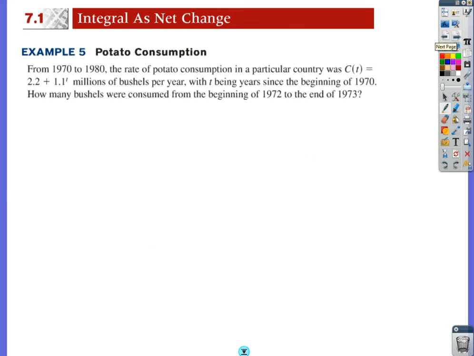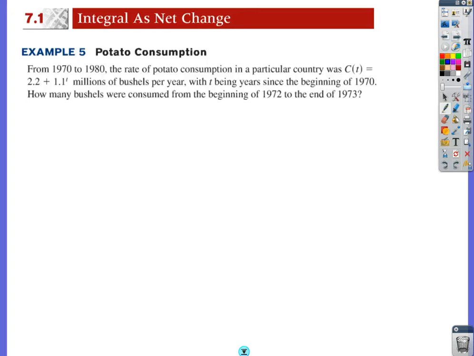Okay, so from 1970 to 1980, the rate of potato consumption in a particular country, C of T, was 2.2 plus 1.1 to the T millions of bushels per year, with T being years since the beginning of 1970. How many bushels were consumed from the beginning of 1972 to the end of 1973? Whew. So again, they're giving me some type of rate here of how much is being consumed, and they're asking me how much was totally consumed.